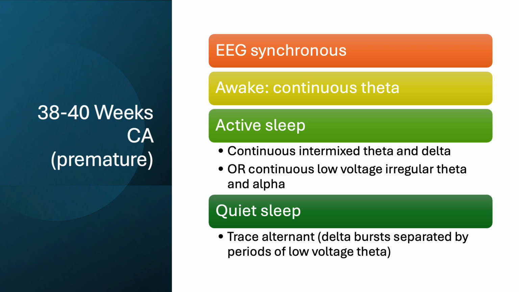By 38 to 40 weeks, which is just before full term, the EEG is synchronous, and while the infant is awake, they show continuous theta waves. Active sleep consists of continuous intermixed theta and delta waves, or continuous low-voltage irregular theta and alpha. We saw theta a little earlier with delta brushes. Quiet sleep, on the other hand, shows trace alternate like we just saw.